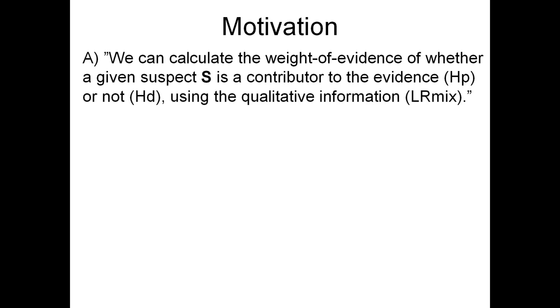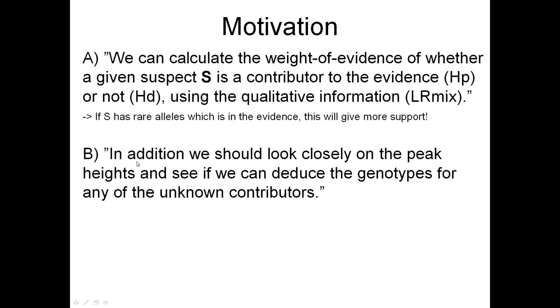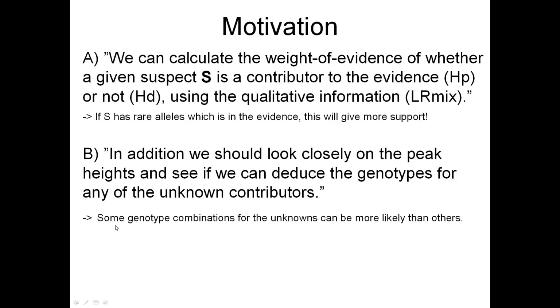So goal A is that we can calculate the weight of evidence of whether a suspect S is a contributor to the evidence or not, using the qualitative information. So if S has rare alleles which are in the evidence, this will give more support and a higher LR. Goal B, in addition, we should look closely at the peak heights and see if we can deduce the genotypes for any of the unknown contributors. Here, the aim is to find the genotype combinations for the unknowns which are more likely than others, and also check that the genotypes of S may agree or disagree with the peak heights.